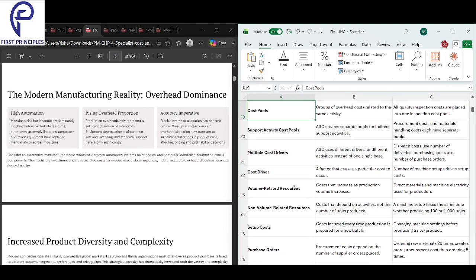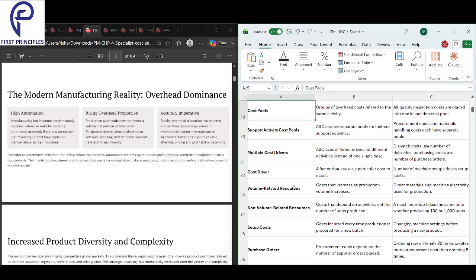So a cost pool is a group of overhead costs related to the same activity. Two things you need to know, guys: one is the cost pool, one is the cost driver. A cost driver is a factor that causes a particular cost to occur. And a cost pool is a group of overhead costs related to one activity.